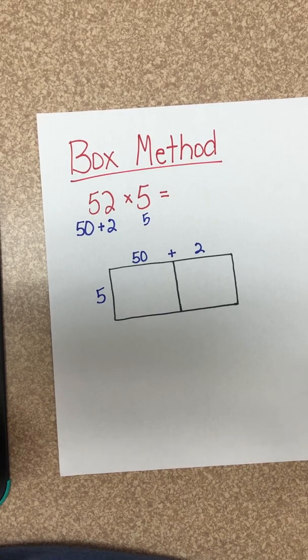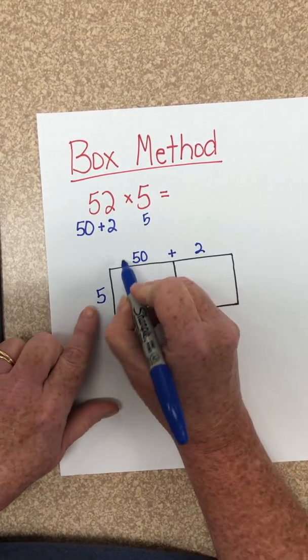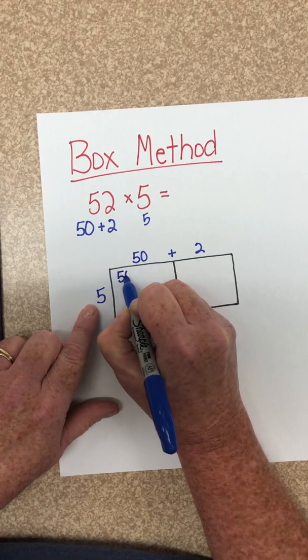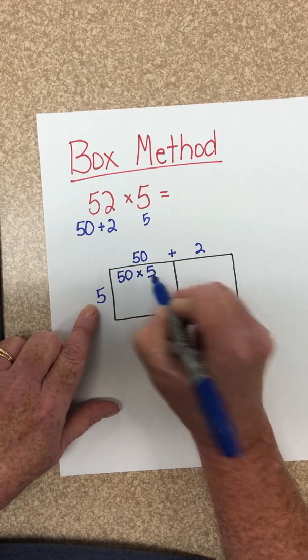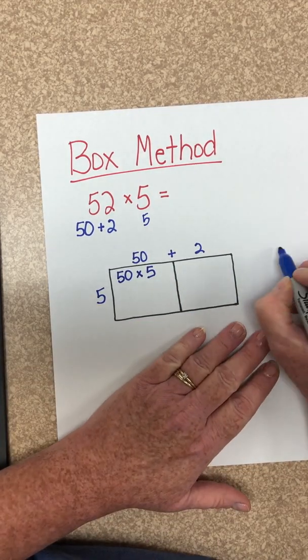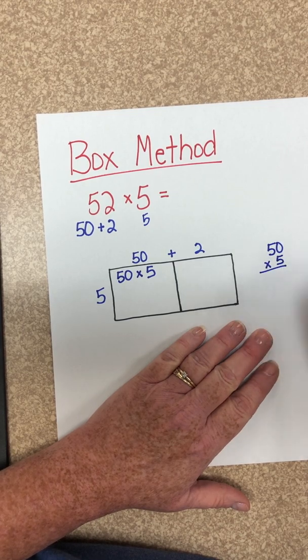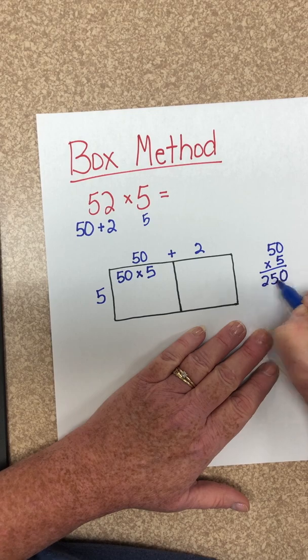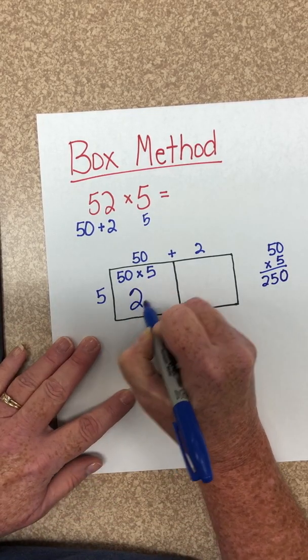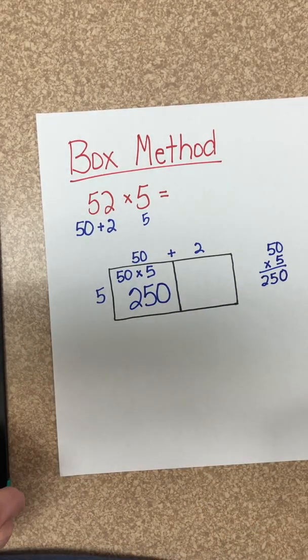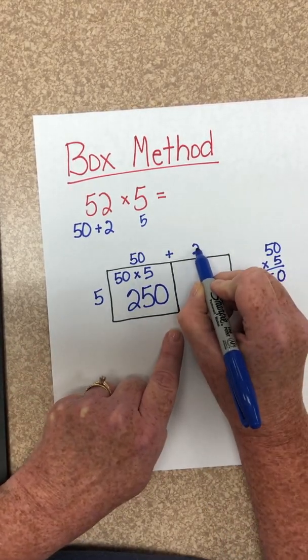Now let's begin our work. First thing we're going to do is I'm going to write inside the box. We always start with the top number, 50 times 5. So over on the side, if we need to do 50 times 5, 5 times 0 is 0, and 5 times 5 is 25. So here we're going to write 250, and I'm going to write that bigger so I know I'm going to use this number later. Now let's go to the next box, start with the top number.